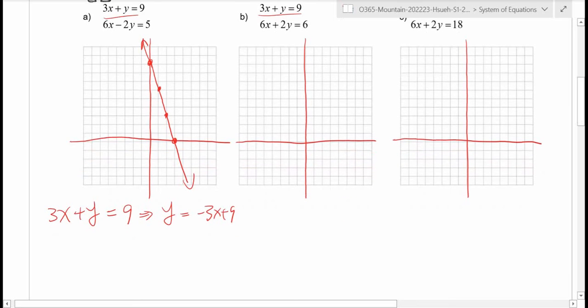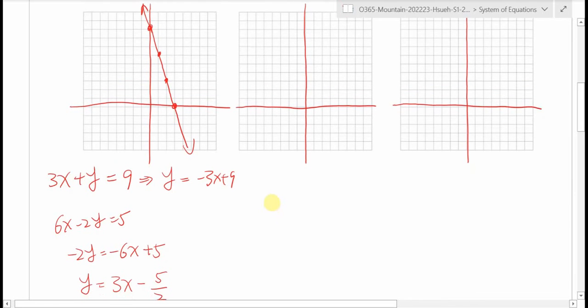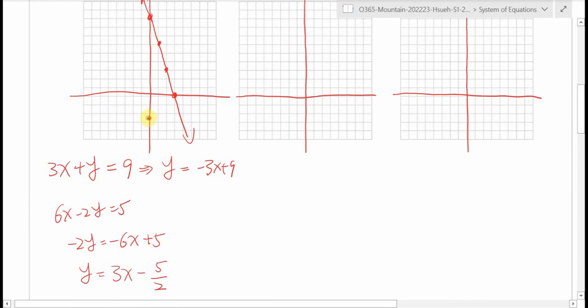Now for the second equation, we have 6x minus 2y equals 5. To solve for y, I would need to move the 6x to the right, so I have negative 6x plus 5. Now divide both sides by negative 2. We have negative 6 divided by negative 2, which is 3x, minus 5 over 2, since 5 divided by negative 2. So the y-intercept is negative 2.5, and I'm going to go 3 up and 1 to the right, 1, 2, 3 up and 1 to the right, 1, 2, 3 up and 1 to the right. So something like this.